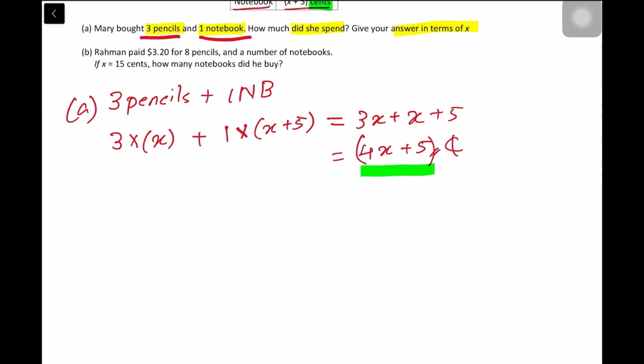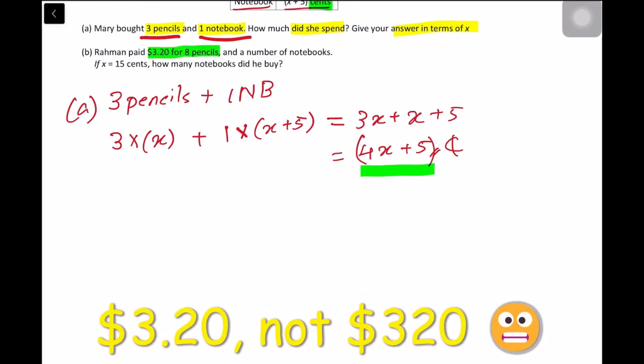Now moving on to part B, the question states that Rahman paid $320 for 8 pencils and a number of notebooks. If x is equal to 15 cents, how many notebooks did he buy?